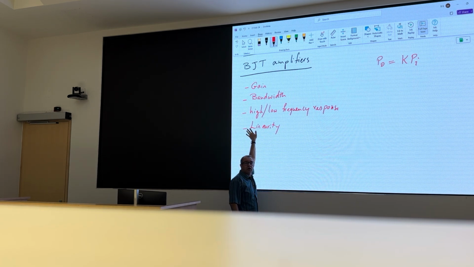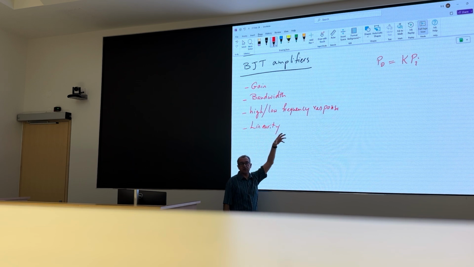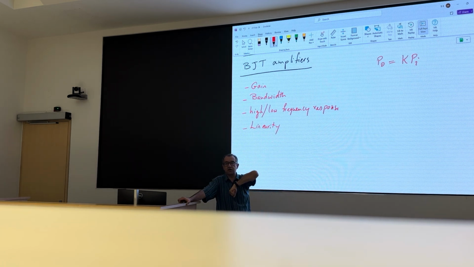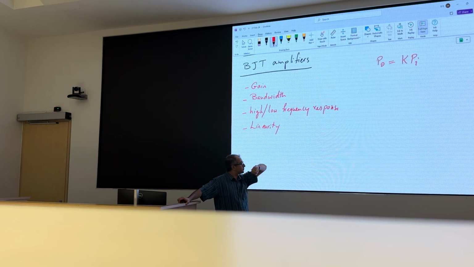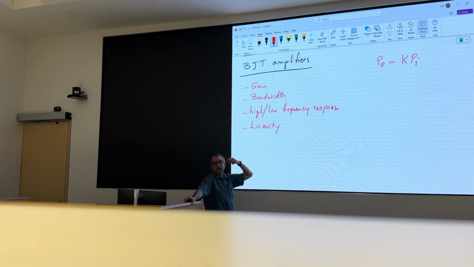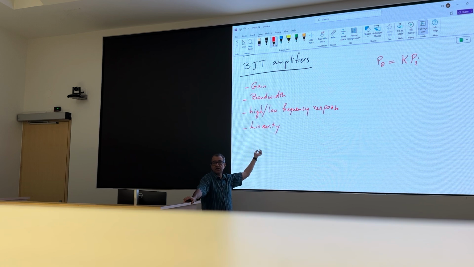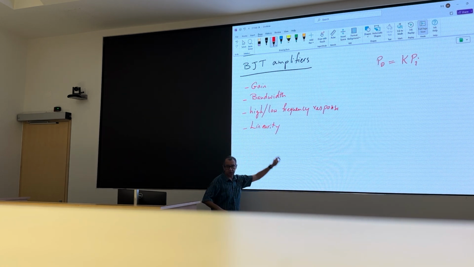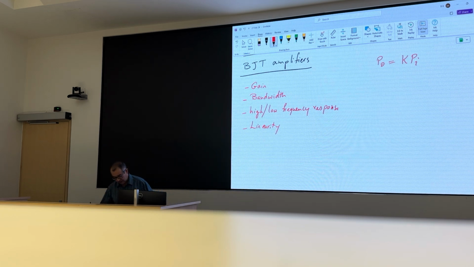If you're dealing with RF systems, non-linearity means that you're going to produce spurious signals and the RCMP is going to come and look after you. If you're listening to some audio signal, non-linearity means distortion. You don't like it. So linearity is very, very important when you're making amplifiers.